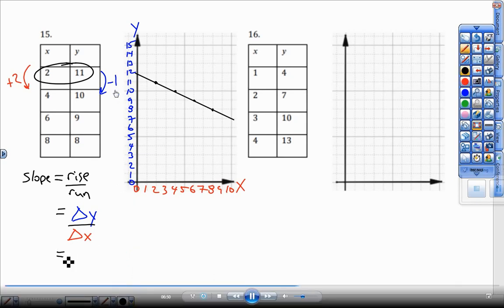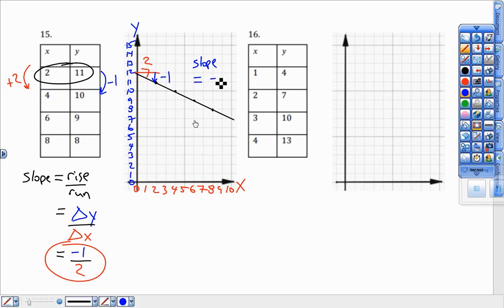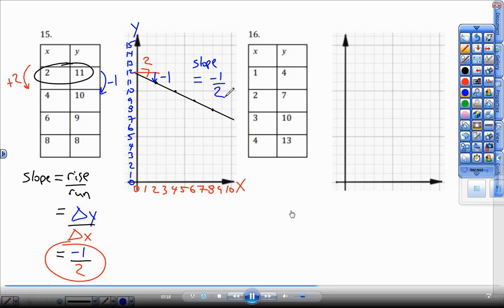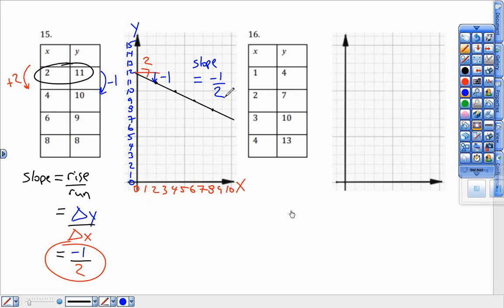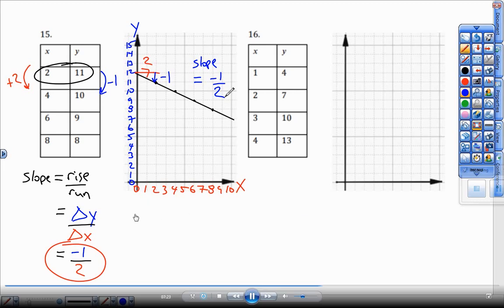So my change in y is going down by 1 from one term to the next. My change in x is going up by 2. So the slope from this data is negative 1/2. Look how it matches the graph. Over 2 for my run, down 1 for my rise. This line shows the same slope, negative 1/2. I want you to see that with a y-intercept of (0, 12), y equals negative 1/2 x plus 12.